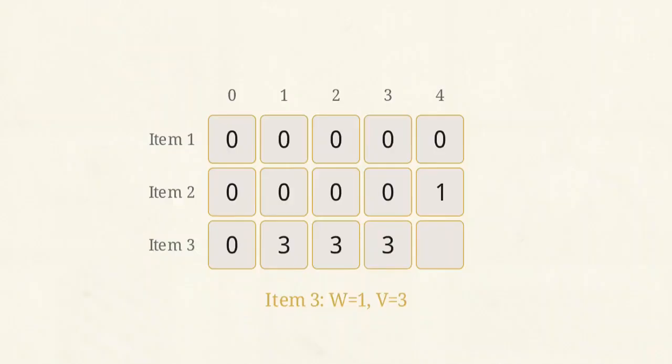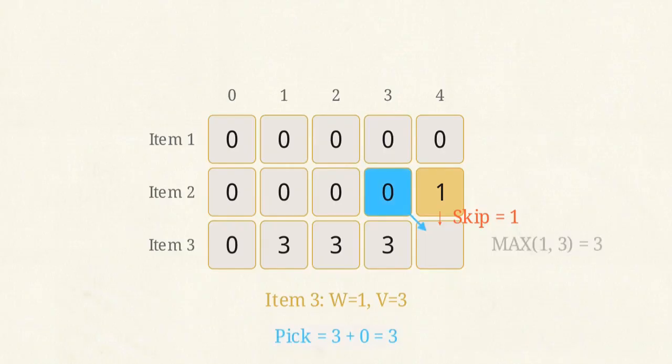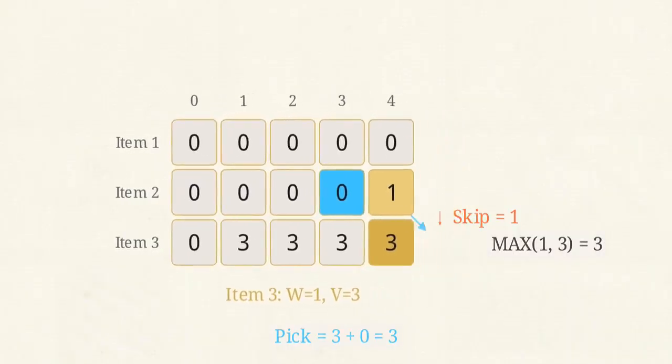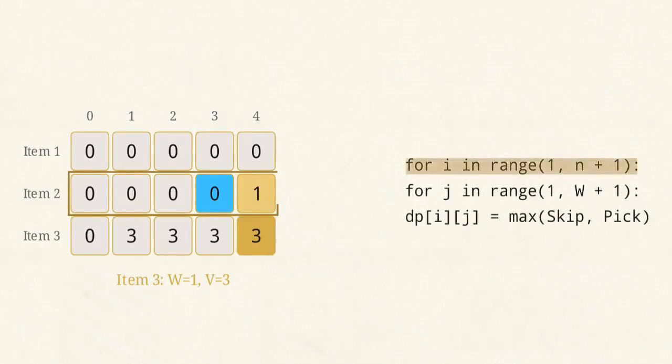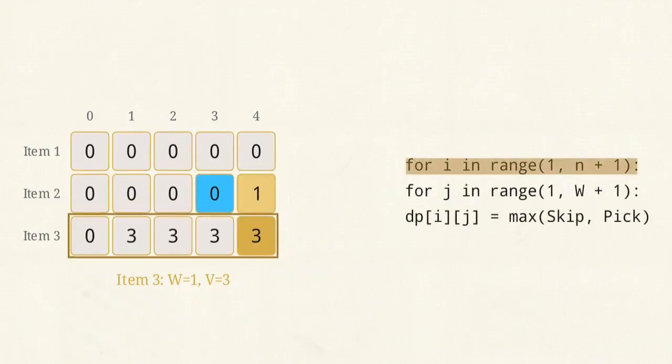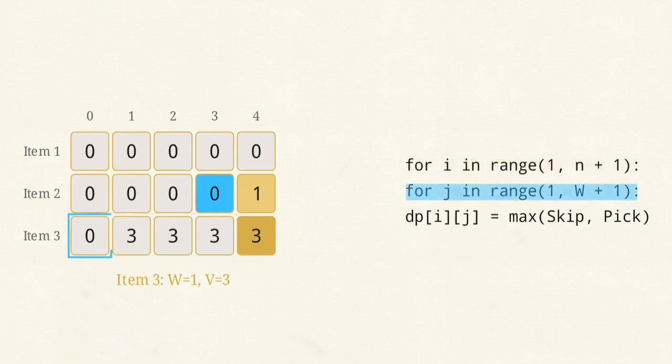If you skip, you pull down a value of 1. If you pick, you check the leftover capacity of 3, find a value of 0, and add the item's value of 3. The maximum between 1 and 3 is 3. This visual process maps directly to our code structure. The outer loop iterates through the rows, the items, while the inner loop iterates through the columns, the capacities, filling the matrix step by step.